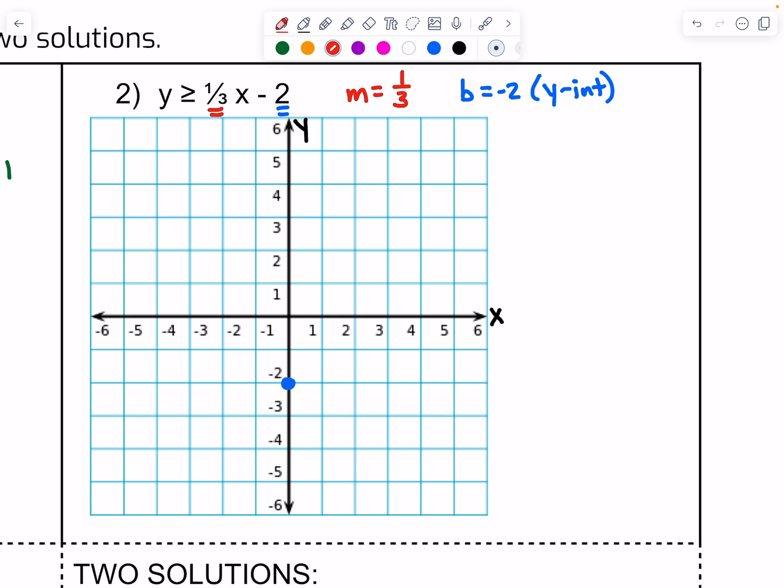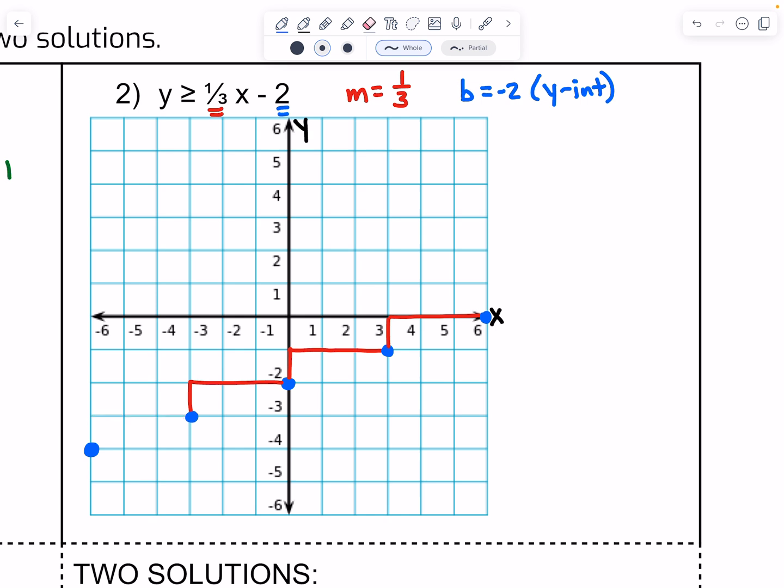Then using a slope of 1/3, I need to rise 1 and run 3 to get another point. Then let's do that again. Let's rise 1 and run 3 and put another point. And then we can go in the other direction. So go over 3, down 1, because we're going in the opposite direction now. Then we're going to go left 3 and down 1, because left 3 and down 1 are two negatives, which really still equal a positive on our graph.